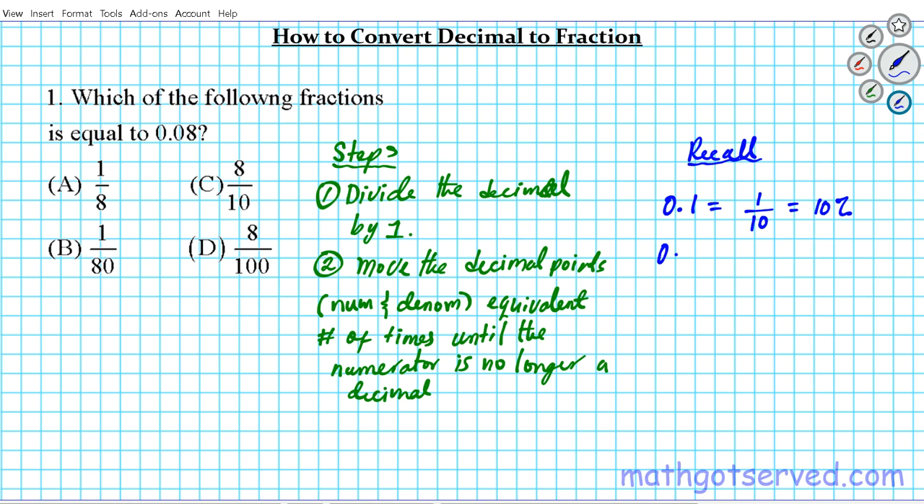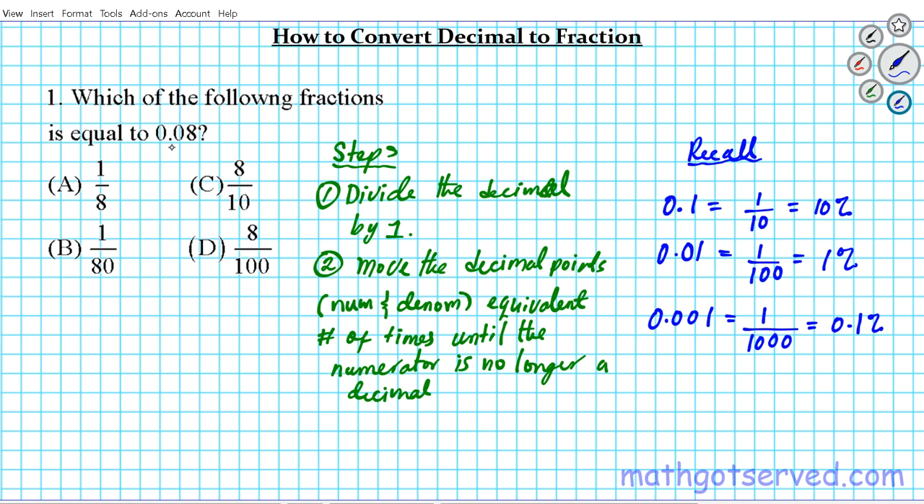How about 0.01? How many times do you think you have to move the decimal point in the numerator here? 2 places, which results in 1 over 100. This is 100ths, which is equal to 1%. And then if you have 0.001, in this case, you have to move it 3 times, which would be 1 over 1,000, or 0.1%.